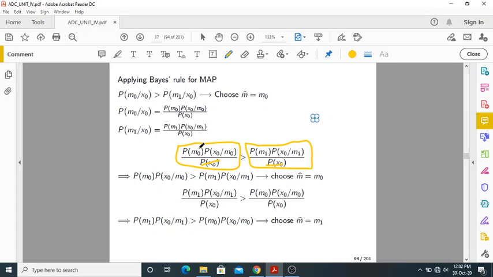Now, if P of m0 into P of x0 given m0 is greater than P of m1 into P of x0 given m1, we choose m cap equal to m0. Now if the reverse happens, suppose this is more, what do you do? Choose m cap equal to m1. Reverse happens, m cap equals m1. Let me verify once; you also verify if there are any mistakes. So this is what we finally got, the MAP rule.